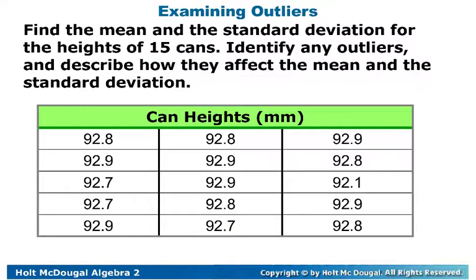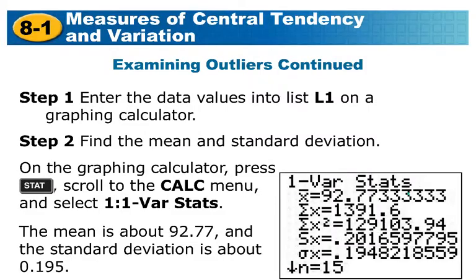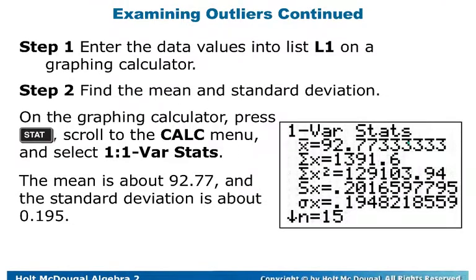So we're going to examine this idea of outliers, and we're going to find the mean and the standard deviation for the heights of 15 cans, and we're going to identify any outliers and describe how they affect the mean and the standard deviation. So this is a lot of data values, and so if we imagine the process that we just did, I'd want you to find the average of this and then end up subtracting every single one of them, squaring every single one of those differences, and finding the average of that. Well, it turns out that you don't have to, because there is, in fact, this idea of doing it with a calculator.